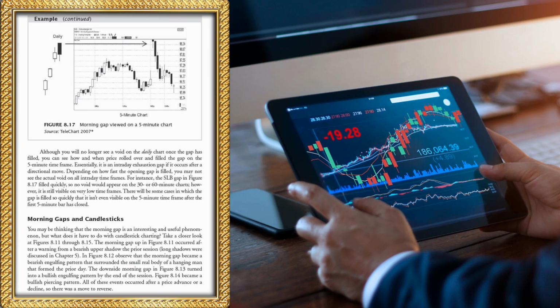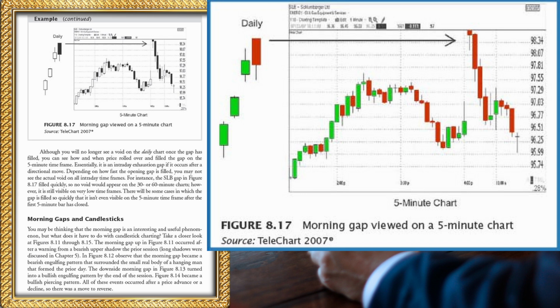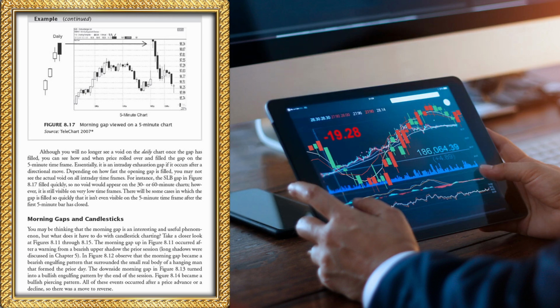session. Although you will no longer see a void on the daily chart once the gap is filled, you can see how and when price rolled over and filled the gap on the 5-minute time frame. Essentially, it is an intraday exhaustion gap if it occurs after a directional move. Depending on how fast the opening gap is filled, you may not see the actual void on all intraday time frames. For instance, the SLB gap in Figure 8.17 filled quickly, so no void would appear on the 30 or 60-minute charts. However, it is still visible on very low time frames. There will be some cases in which the gap is filled so quickly that it isn't even visible on the 5-minute time frame after the first 5-minute bar has closed.